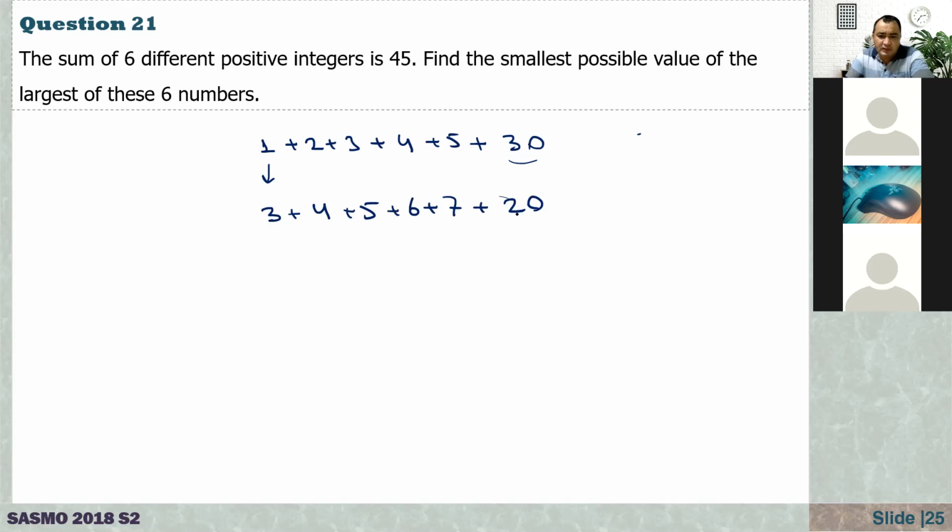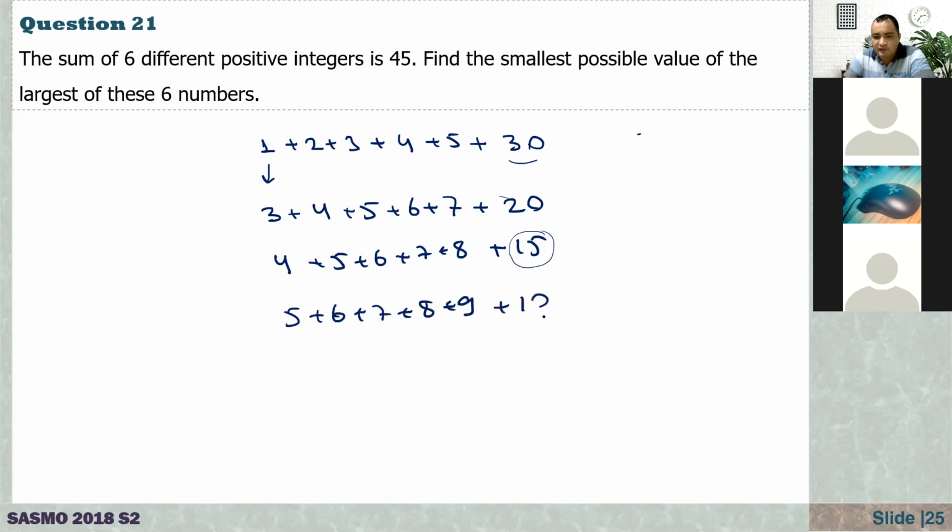So how about if you give one more: 4 plus 5 plus 6 plus 7 plus 8. Now how many are left here? We have 15, but still I can give away one, right? If you give one more, 5 plus 6 plus 7 plus 8 plus 9, so now here we have 10.